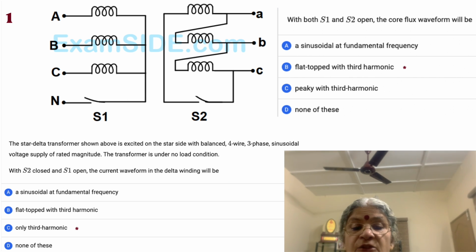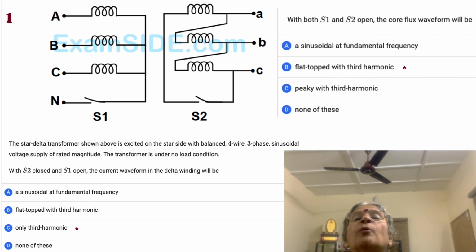Okay. With S2 closed, this is important, with S2 closed and S1 open, the current waveform in the delta winding will be what? So the options are sinusoidal at fundamental frequency, flat top with third harmonics, only third harmonics, none of these. Okay, so now we are having S2 closed and S1 open. So when you are having such a situation, what is possible is that in the delta which is connected, there is a possibility for third harmonics to flow.